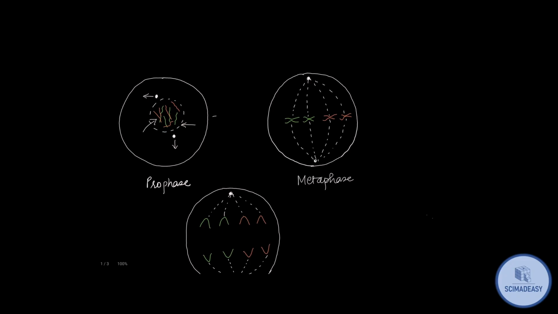Then the cell moves on to the second phase of cell division called metaphase. During this phase, the chromosomes line up along the center of the cell, and this is called the metaphasic plate, which ensures that each daughter cell will get half of the chromosome number.